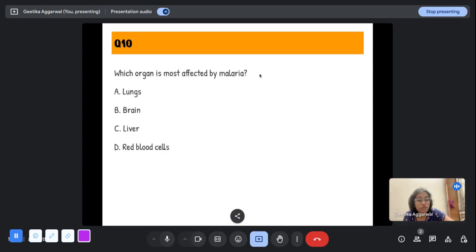Which organ is most affected by malaria? Is it the lungs, or the brain, or the liver, or the red blood cells? What of these body parts is most affected by malaria? And the correct answer is red blood cells. If you have confused it with liver, that's not something that is most affected by malaria, because the liver does not get harmed, but the RBCs actually undergo rupturing and they burst because of the presence of these merozoites in their division. So that is the most affected organ.